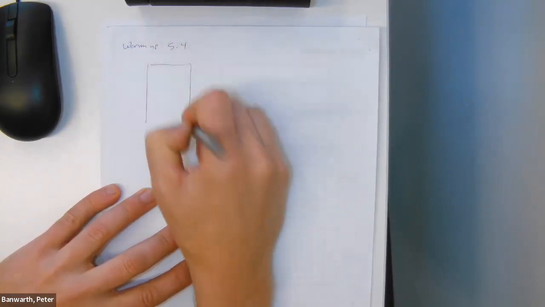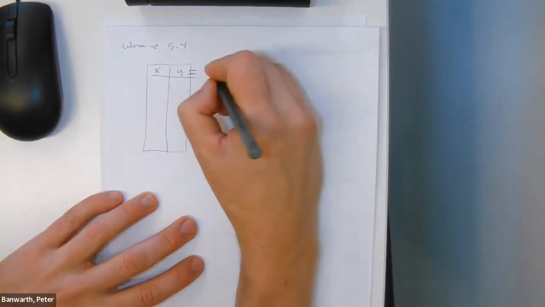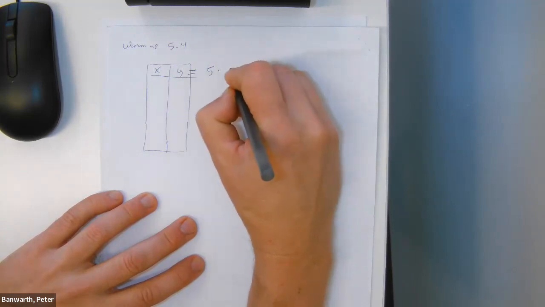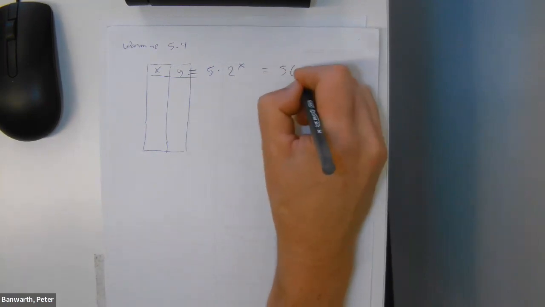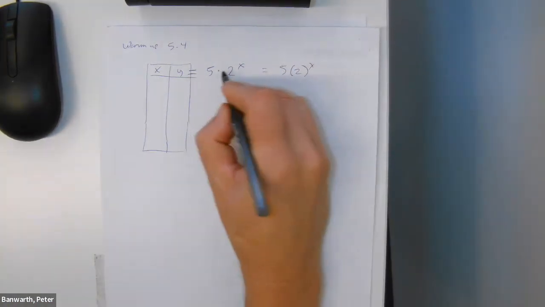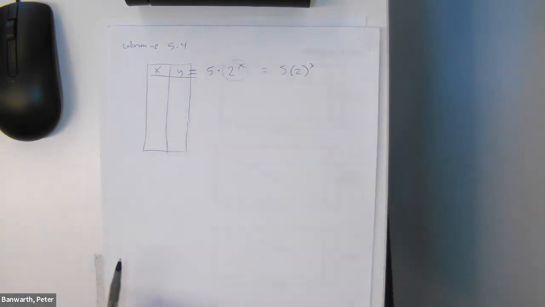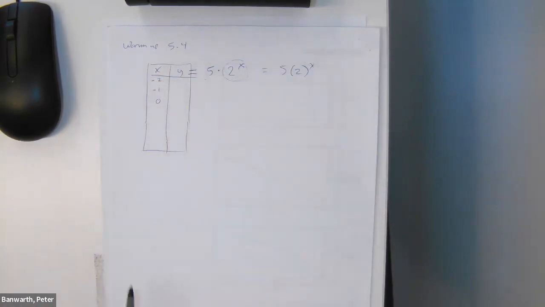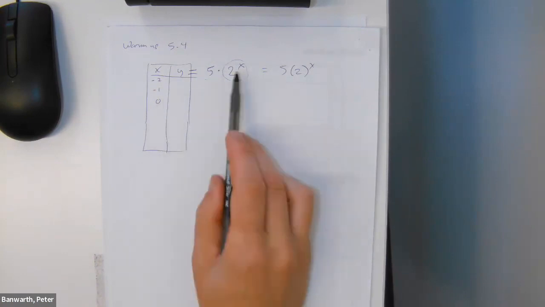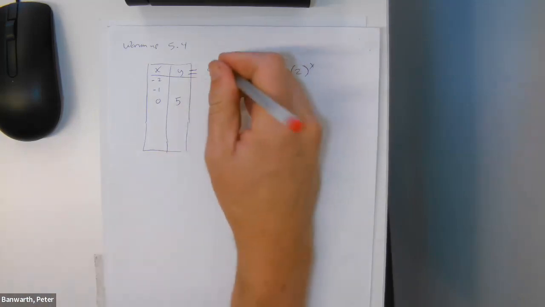Let's make a table. Here's X, here's Y. I ran out of room, so I'll write it here. Let's say it's 5 times 2 to the X. You might see this written as 5 times 2 to the X. I prefer the multiplication because that's easier for me to say: this is the 2 to the X and that's the 5. So we'll come back to X equals minus 2 and X equals 1, but let's just start with 0. Okay, when X is 0, 2 to the 0 is 1. So Y is 5. That's why this right here is our y-intercept.